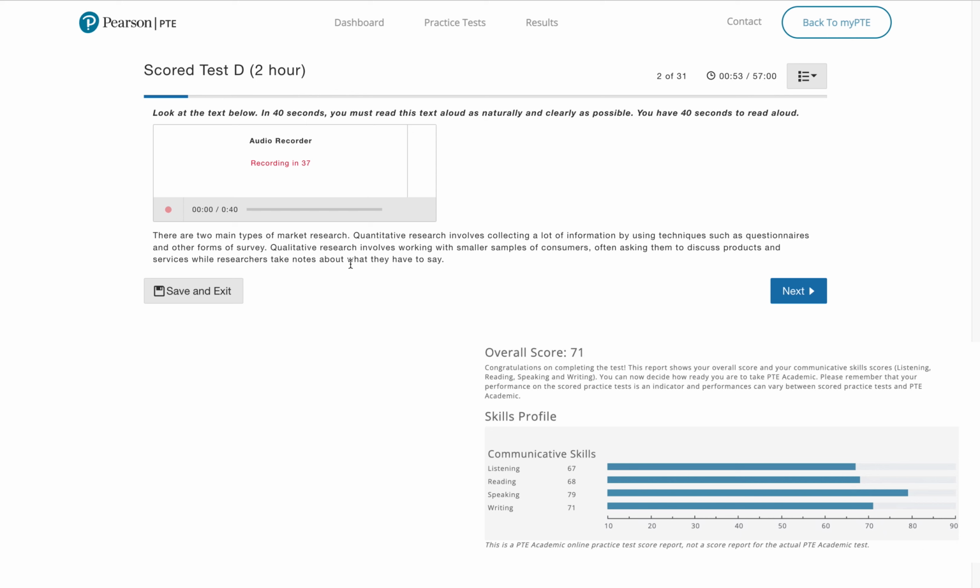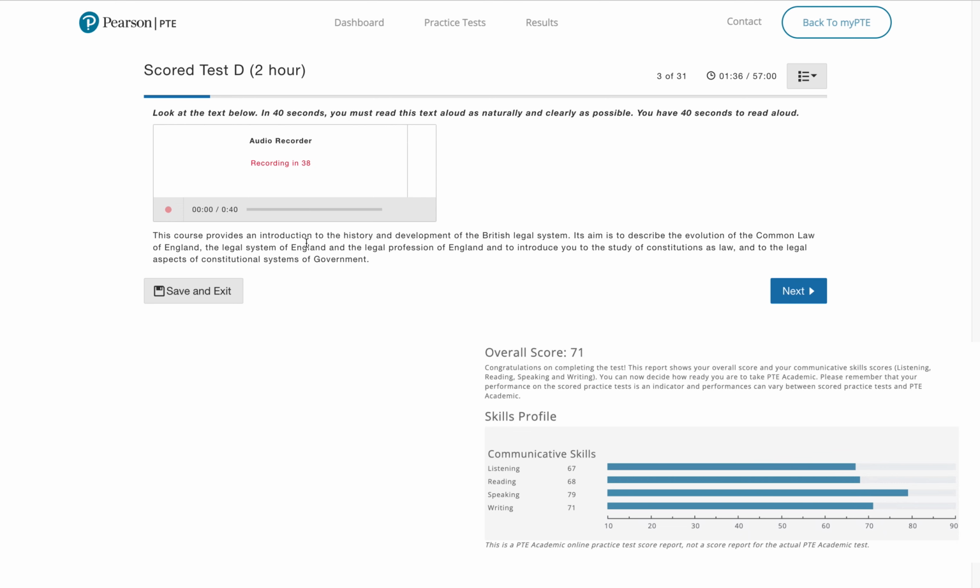There are three main types of market research. There are two main types of market research.